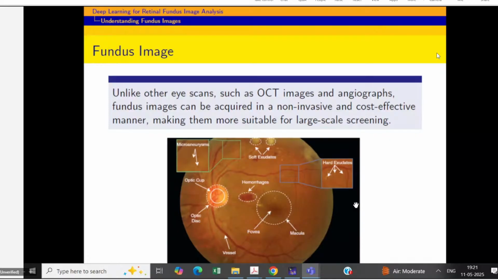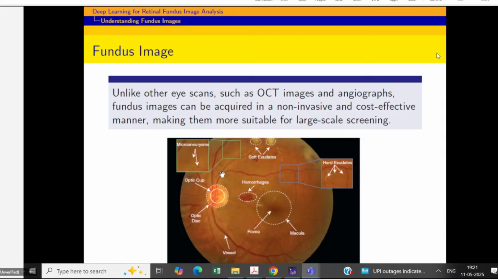And there are also some portable devices for fundus images which are available now. Even there are certain fundus cameras which you can easily equip with your mobile camera, and you can just take the photography of the backside of the eye, which is nothing but the fundus image. Right. So this is how the fundus image finally looks when it is captured through a fundus camera.